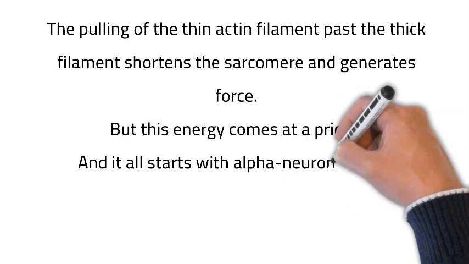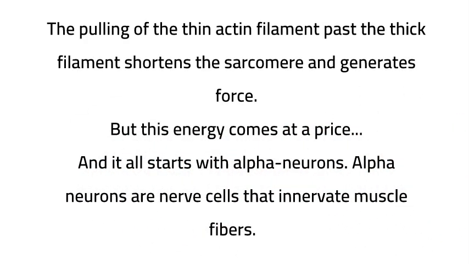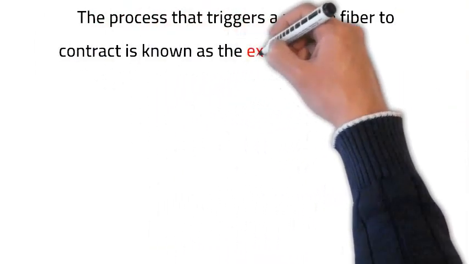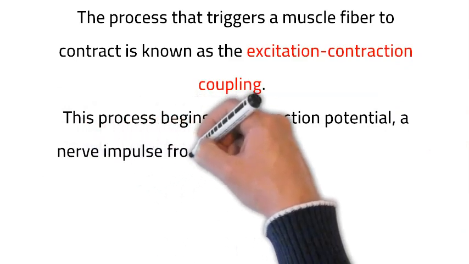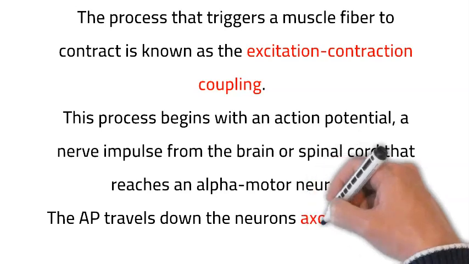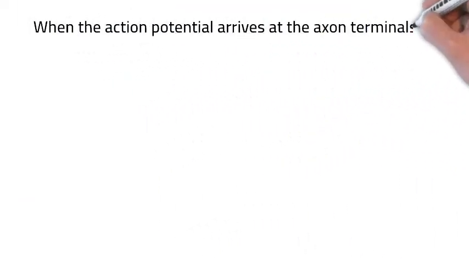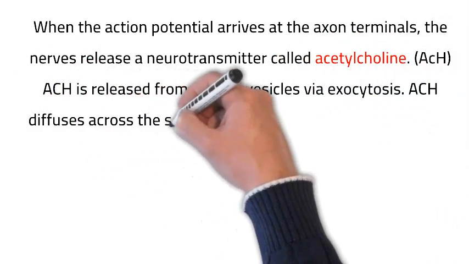But this energy comes at a price, and it all starts with alpha neurons. Alpha neurons are nerve cells that innervate muscle cells. The process that triggers a muscle fiber to contract is known as the excitation-contraction coupling. This process begins with an action potential, a nerve impulse from the brain or spinal cord that reaches an alpha motor neuron. The action potential travels down the neuron's axon to the axon terminal. When the action potential arrives at the axon terminals, the nerves release a neurotransmitter called acetylcholine.